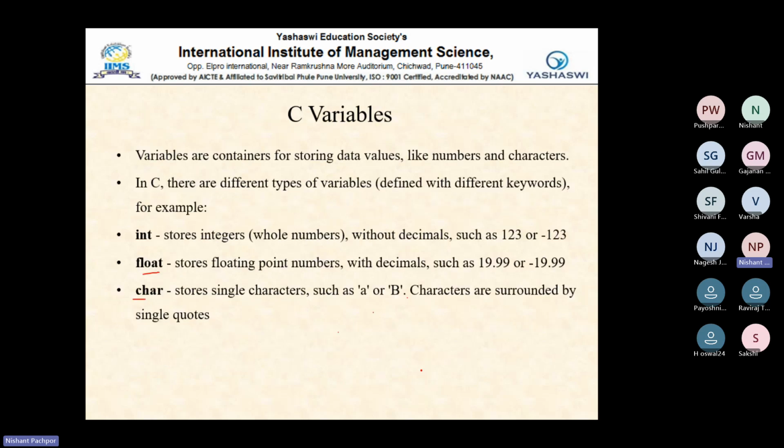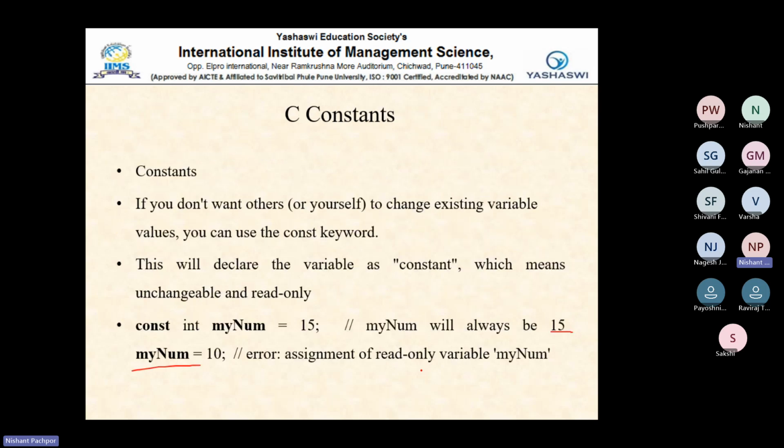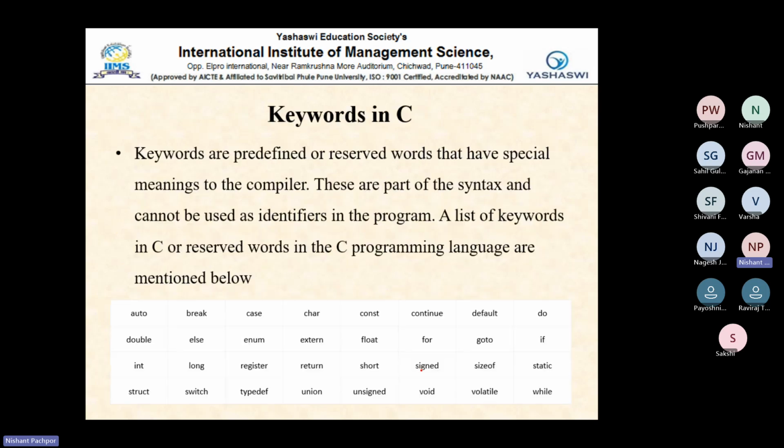In a variable, the value can be changed. Previously it might be 1 2 3, next time it is minus 1 2 3, or 19.99 at first, and after some period you change it to minus 19.99. That is possible, but it is not possible when you declare a constant value.